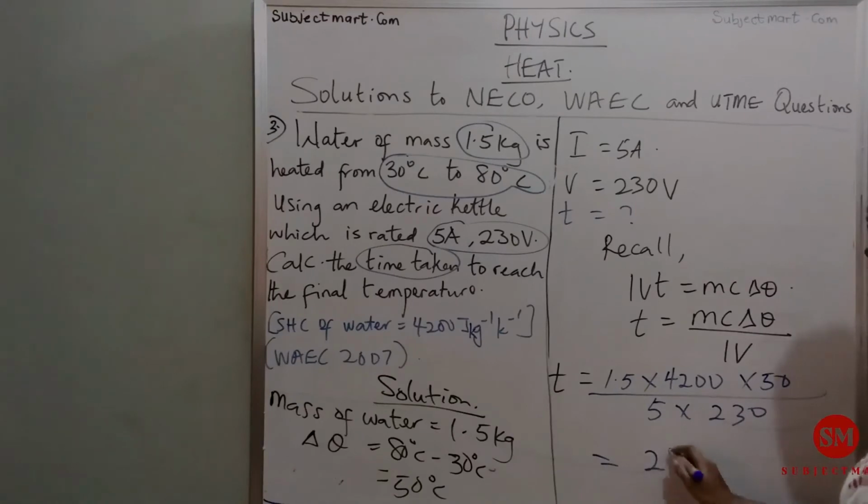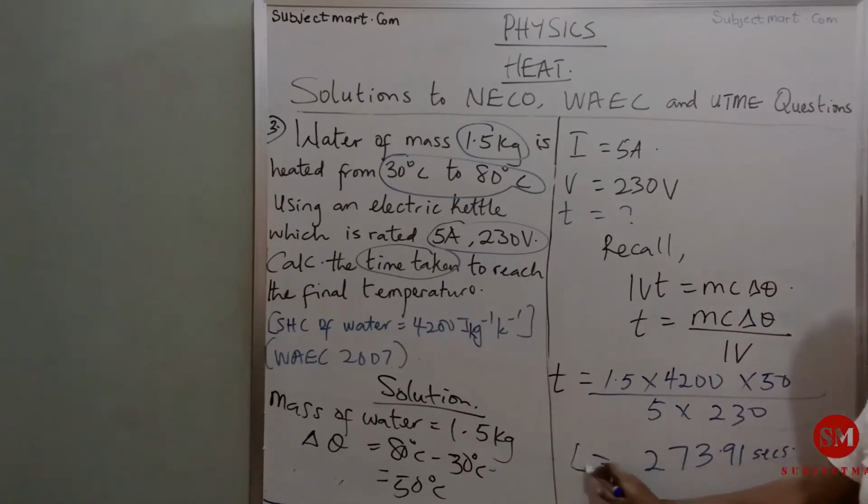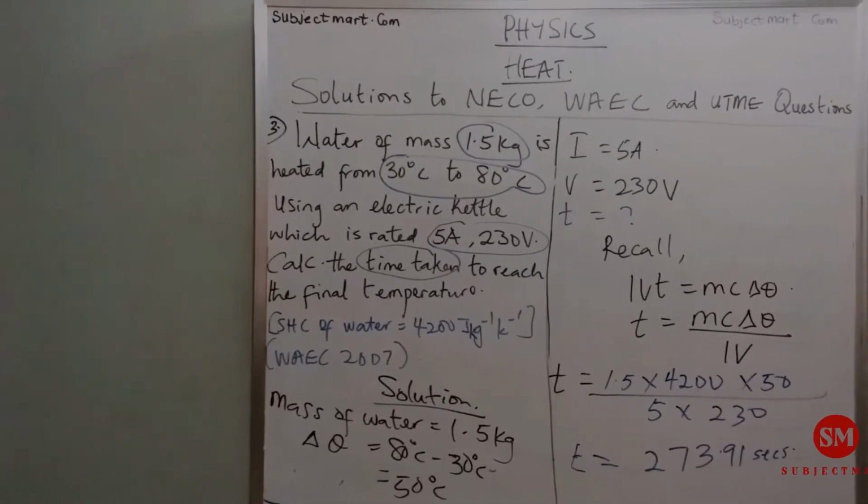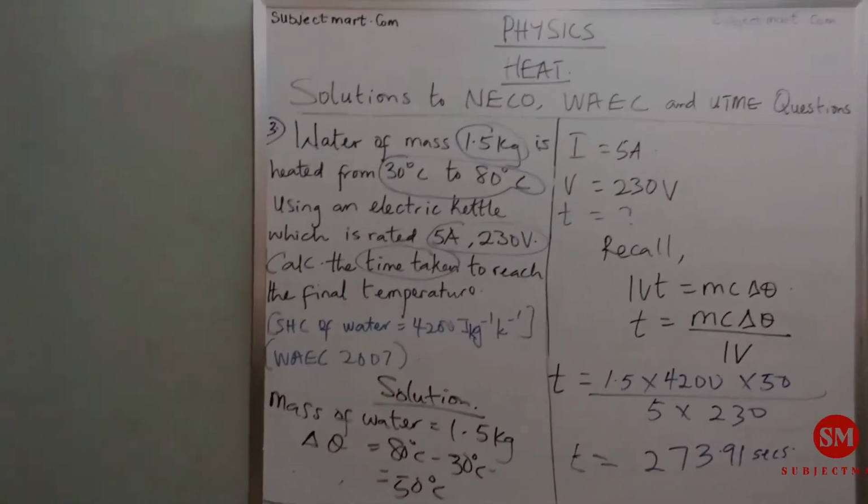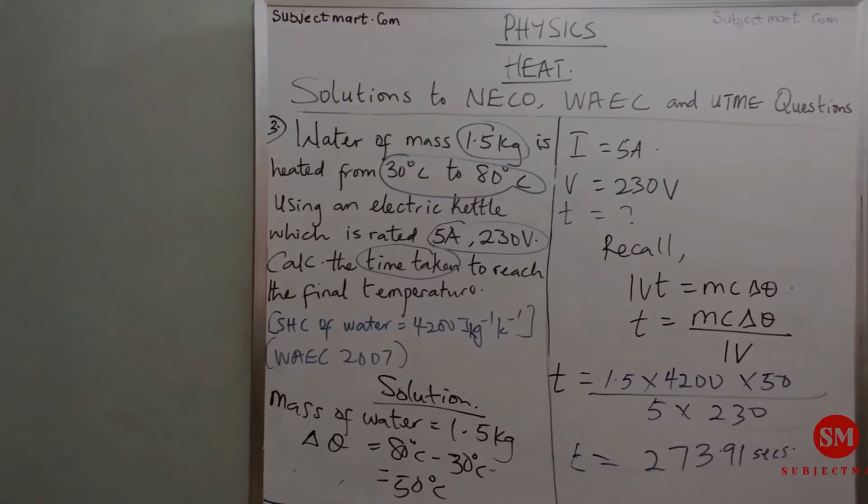And altogether, I'm going to have 273.91 seconds. So the time is 273.91 seconds, which is the same thing as 4.57 minutes. If converted to minutes, our time is this.